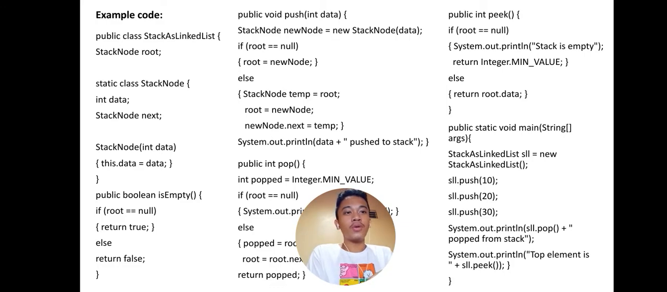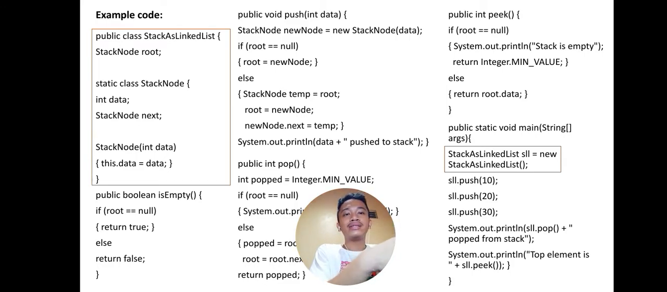As we know, our program will start reading from our Java main method. Next, it will read the instantiation or object creation of stack as linked list, named as SLL. So this will trigger the public class stack as linked list, and also it will read these methods. However, it will only perform them if they are called.